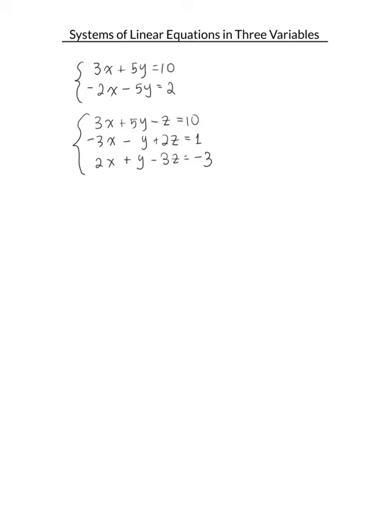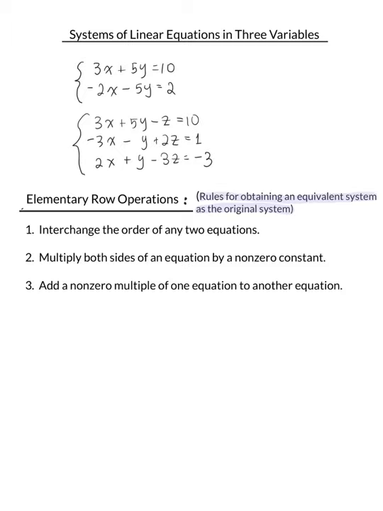Now, before we start doing some examples, let's go over the rules. Here are 3 rules for obtaining an equivalent system to the original system. Let's go with number 1: interchange the order of any 2 equations. Number 2, multiply both sides of an equation by a non-zero constant. And number 3, add a non-zero multiple of one equation to another equation.